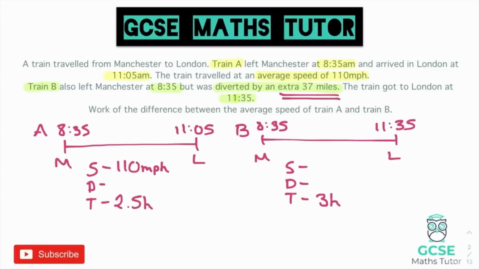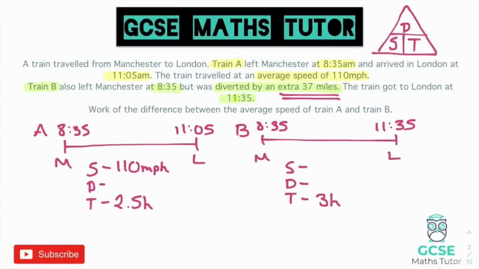Now again, just remembering your formula for this, so every question always write it down. We're going to look at speed, distance and time. For the first one, we're working out a distance, so that is going to be speed times time. So we need to work out 110 times 2.5.